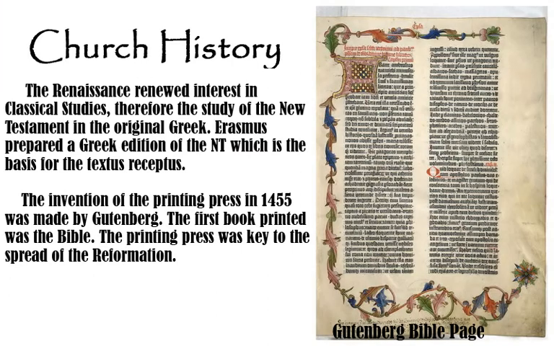The Renaissance renewed interest in the classical studies of the New Testament written in original Greek. Erasmus prepared the Greek edition of the New Testament, which is the basis for the Textus Receptus. The invention of the printing press in 1455 was made by Gutenberg. The first book printed was the Bible. The printing press was the key to the spread of the Reformation.